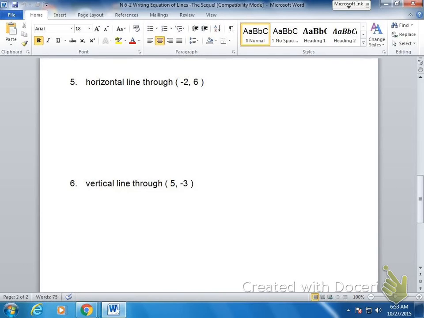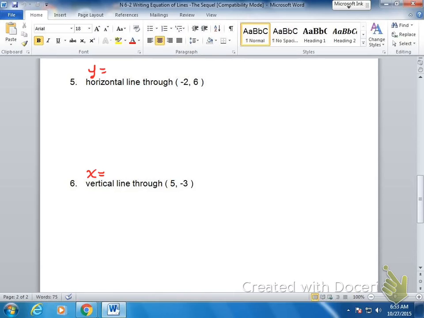Now, number 5 and 6 are a little bit different. They talk about horizontal and vertical lines, and these are some of the easiest ones, okay? Remember, a horizontal line means that it's y equals. If we look at the next one, it's a vertical line. That means x equals. Remember, the slope of a horizontal line is 0. The slope of a vertical line is undefined.